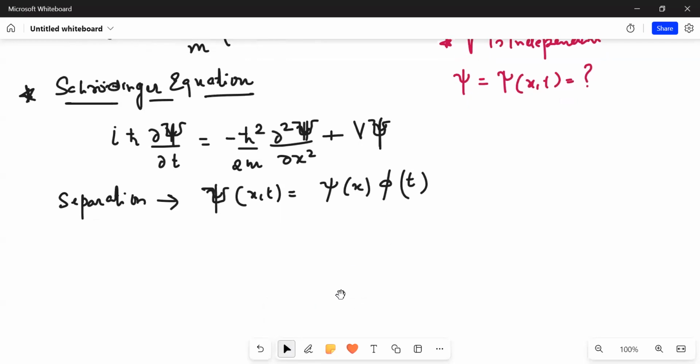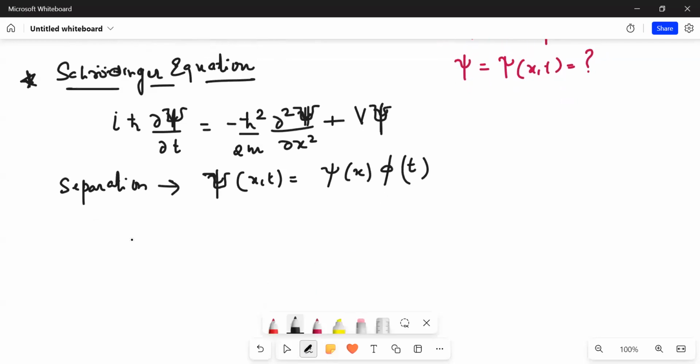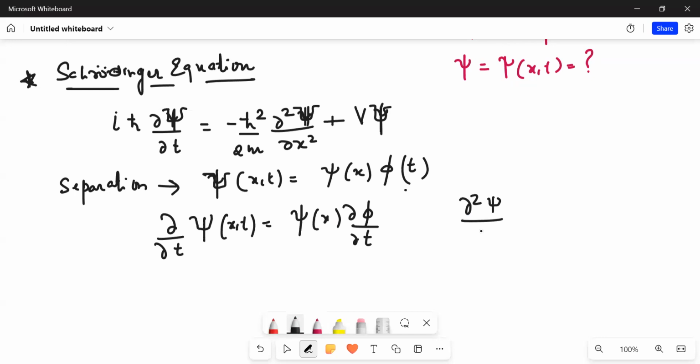Okay, and now if you just see this, so what we'll get, if I differentiate this, because this is a function of t, this is a function of x. Okay, and if I place all these things, also this one, it will be equal to del square.